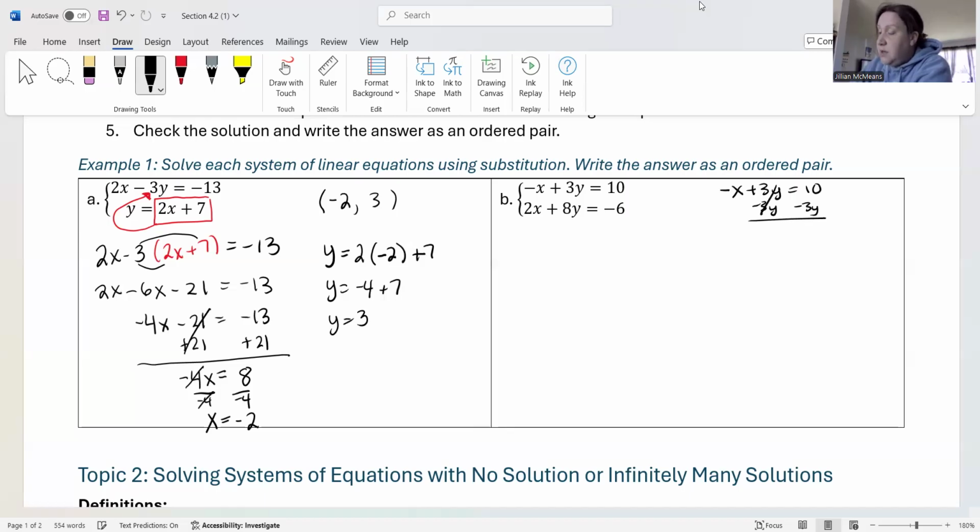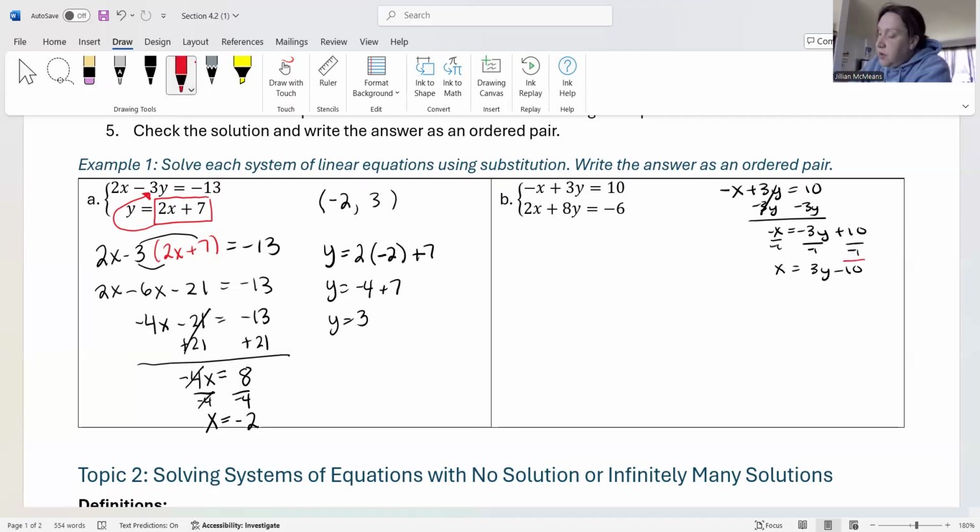3y's become 0, leaving me with negative x equals negative 3y plus 10. But I can't have a negative x. I need to solve for x. That means I need a single positive x. So I can divide everything by negative 1, and that leaves me with x equals 3y minus 10.